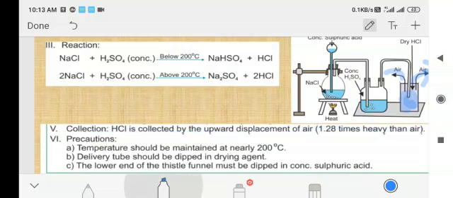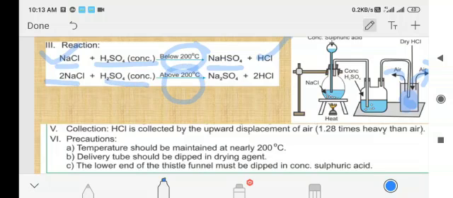Okay, let me continue. And here there is a reaction. This reaction is very important from the examination point of view. Sodium chloride is reacting with sulfuric acid. Temperature is maintained around 200 degrees Celsius. The product is sodium hydrogen sulfate or sodium bisulfate, and HCl gas is produced there. One more reaction is given just below the same reaction, but the temperature is slightly above 200 degrees Celsius. The products are Na2SO4 and HCl.